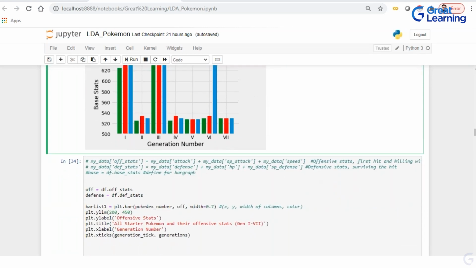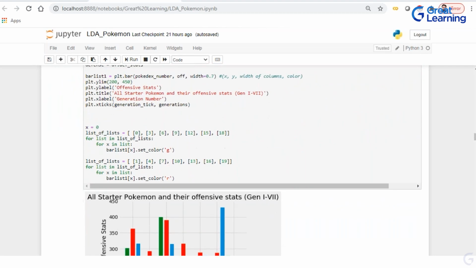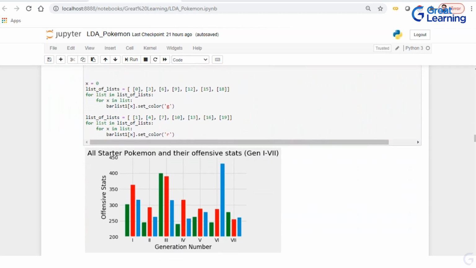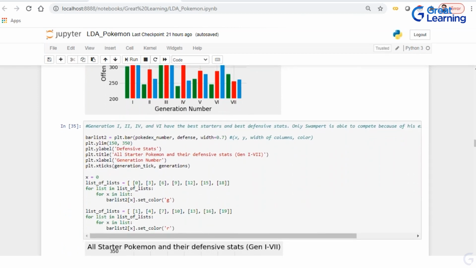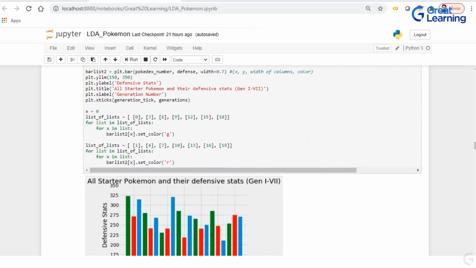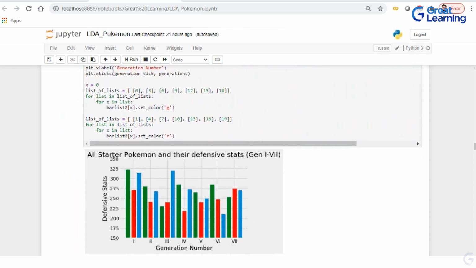What does that mean? Let's look at some other offense stats as well. Look at their offense stats from generation 1 till 7. So the base stats is a more, let's say, normalized kind of number, whereas the offensive stats show us the different variation that is coming across. And if we look at their defense stats, you would know that they pretty much always have been working with them.